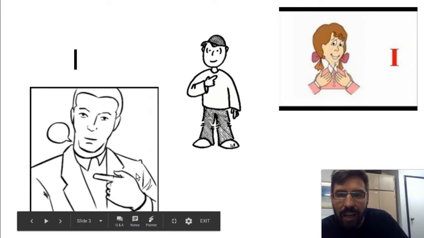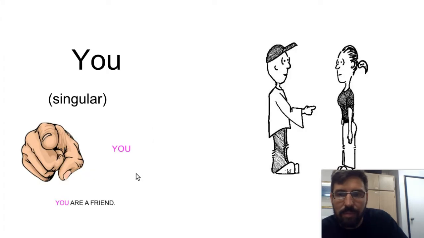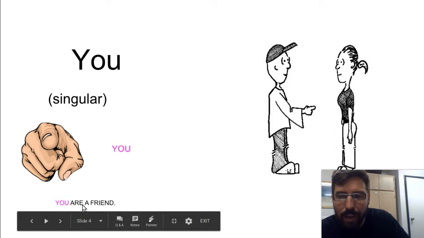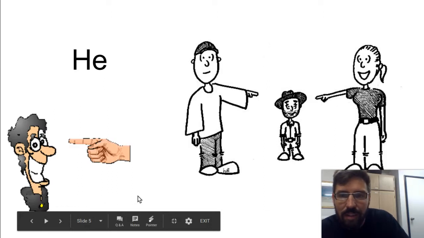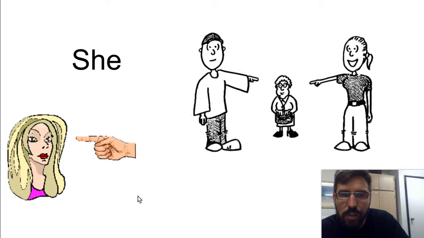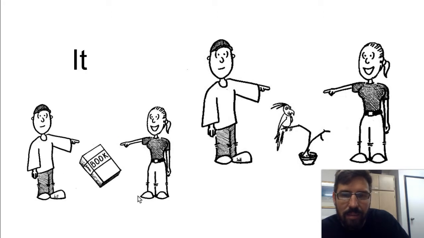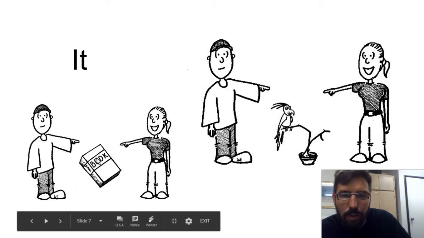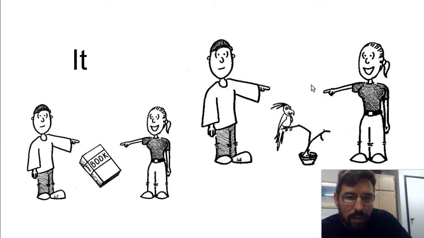All right, so here's I. You for singular, right? If I'm only talking to one person, I'm going to say you. Down here it says you are a friend. He is for one man or one boy. She is for one woman or one girl. It can be used for a thing like a book over here. It could be for a bird. It could be for a tree.